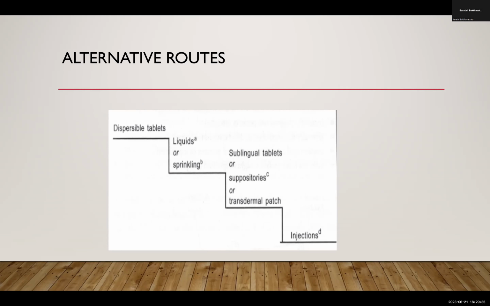Even oral morphine, you can crush it and use it sublingually. And suppositories: pain medications such as codeine were available as suppositories, but I'm not sure whether it's available now. Transdermal patch, for example fentanyl, and injections. So these are all alternative routes of administration of pain medication.